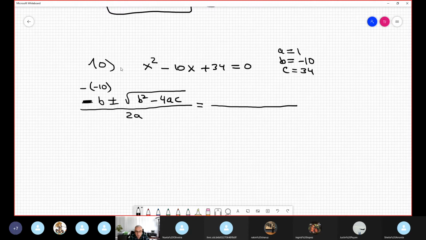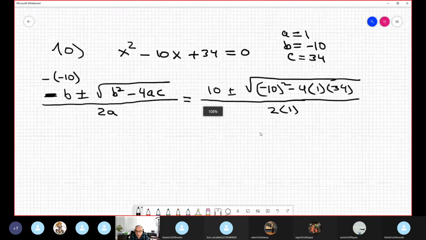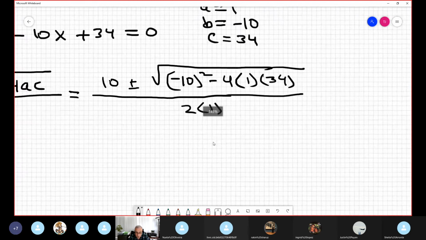So double minus becomes positive, no? 10 plus or minus the square root of negative 10 squared, which is b squared, minus 4 multiplied by a, which is 1, multiplied by c, which is 34. Everything divided by 2 times 1, which is just 2. Now, don't worry, you focus on the operation inside the radical, which is the first thing you should do here.